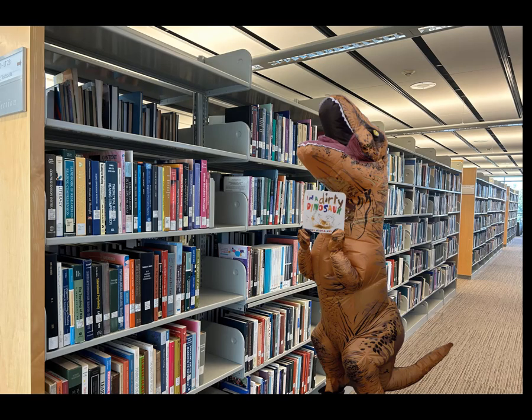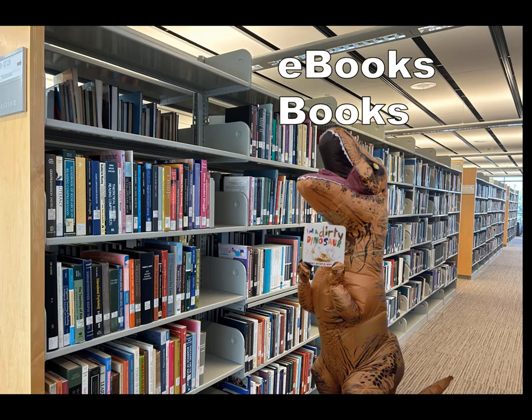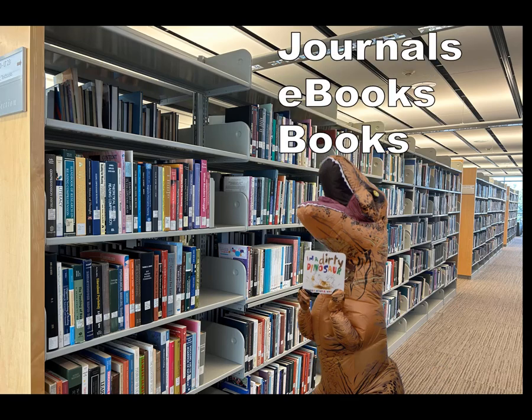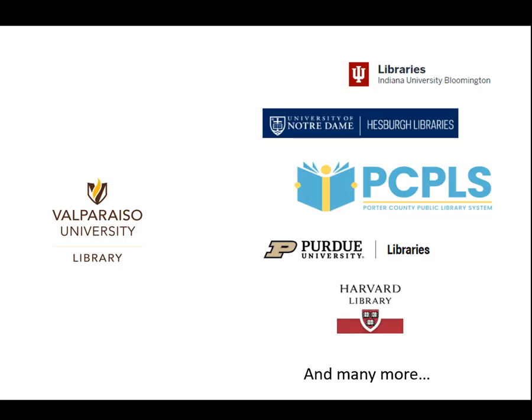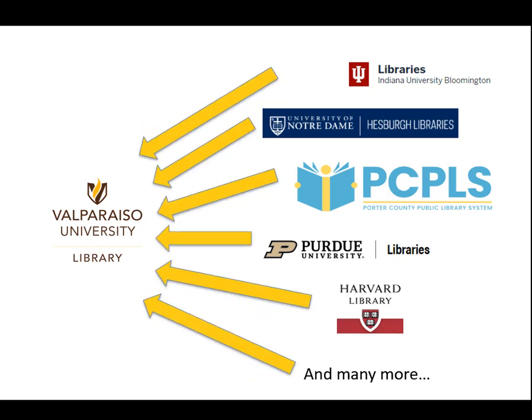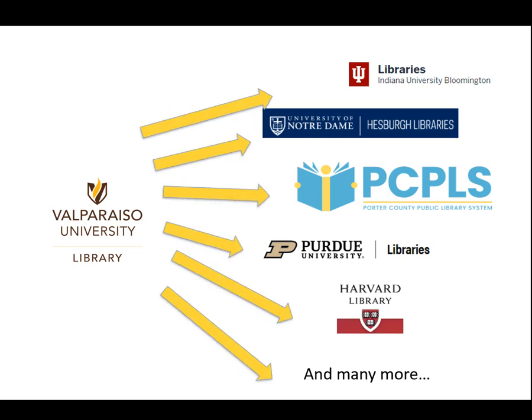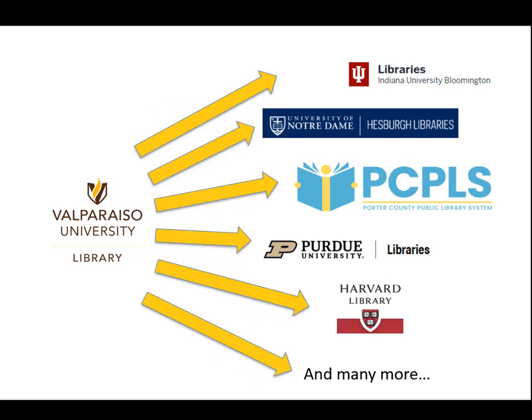Although Valpo has an expansive collection of books, ebooks, and journals, unfortunately we cannot afford to purchase everything that is published. No library can. This is where ILL comes into play. We borrow items from other libraries to meet our users' needs, and we also contribute to the resource sharing ecosystem by loaning our materials to other libraries for their patrons.